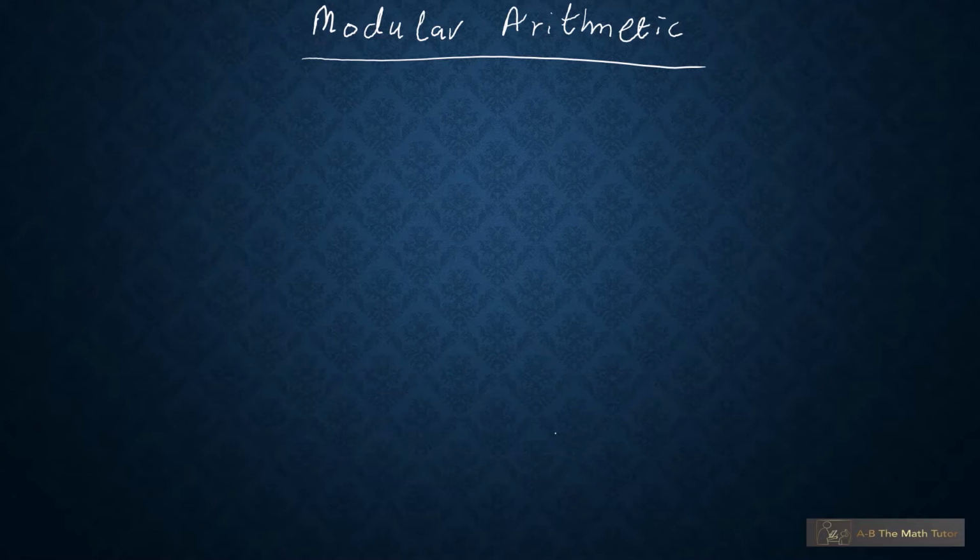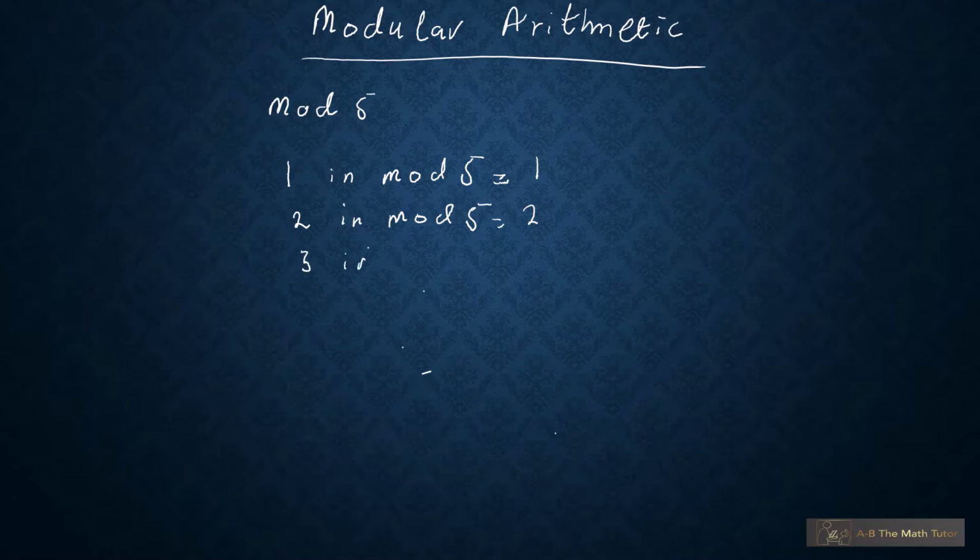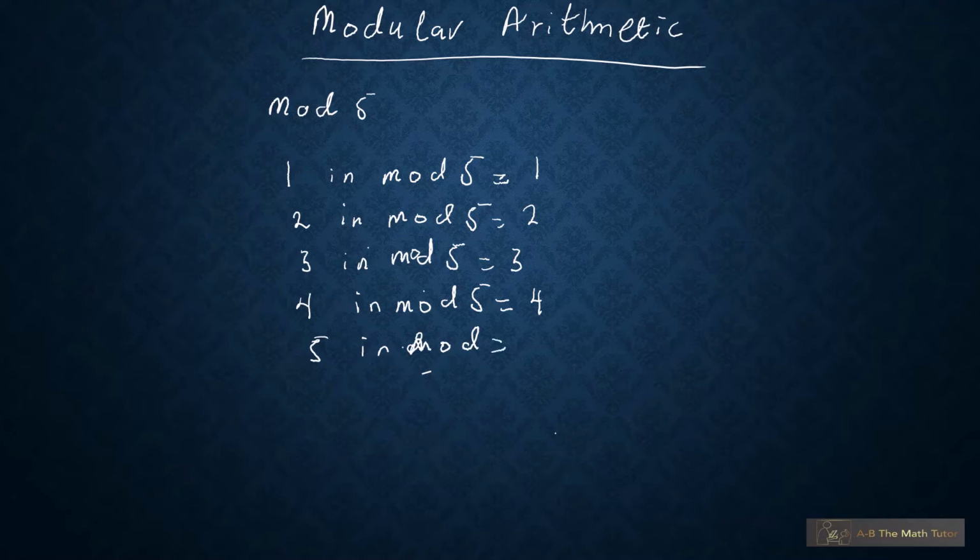So if you are dealing with, for example, a number in mode 5 or modulo 5, then 1 in modulo 5 will be 1, or will be congruent to 1. 2 in modulo 5 is 2. 3 in modulo 5 is 3. 4 in modulo 5 is 4. 5 in modulo 5 is either 5 or 0, and the correct answer would be 0, which we will explain later.